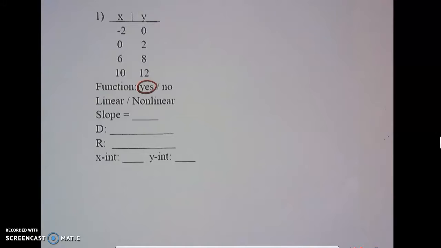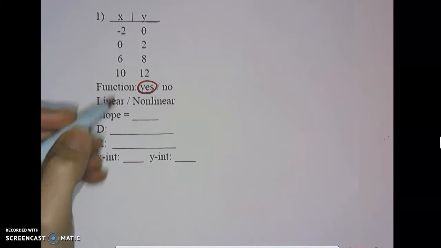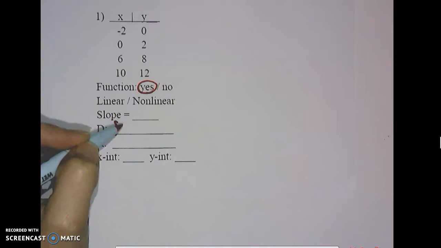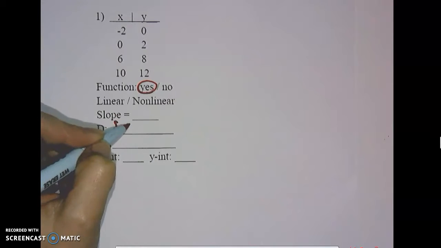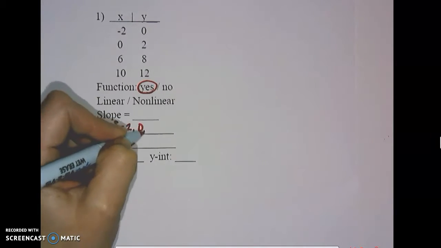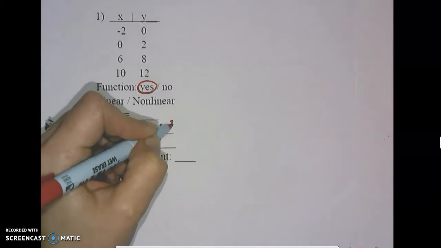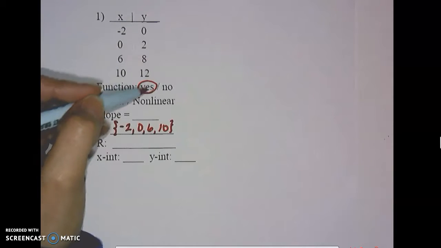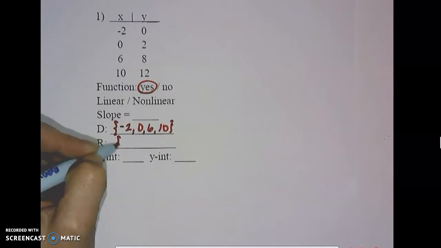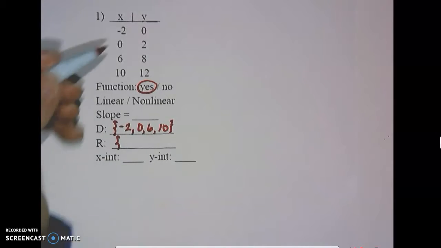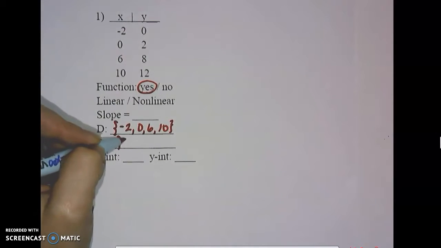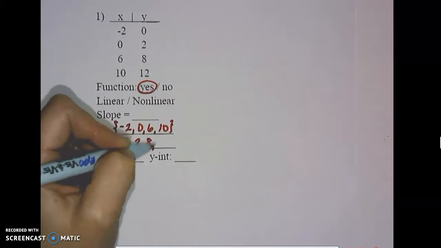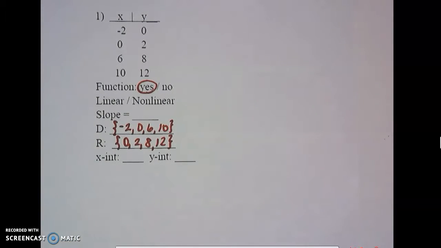Okay, we're going to skip over for right now linear, nonlinear, and slope. Those things go together. Let's refresh our memory down here, domain. So remember, we're going to list those in fancy brackets, least to greatest, not repeating any numbers, and those are the x's. So we have -2, 0, 6, and then 10. Our range is going to be our y values, and again, those are going to be in fancy brackets, listed in order from least to greatest, not repeating any numbers. So 0, 2, 8, 12. Already in the proper order, we just have to use the correct notation for them.